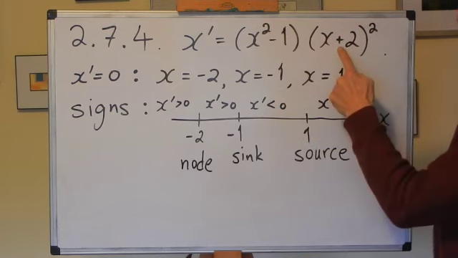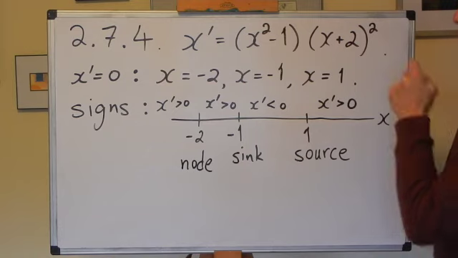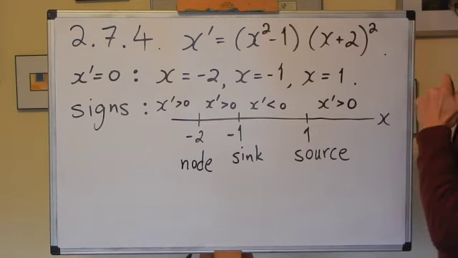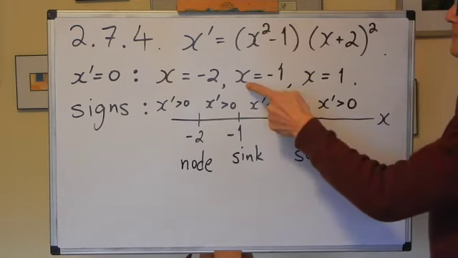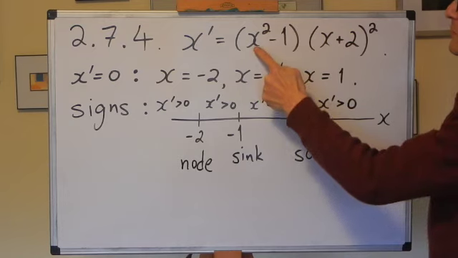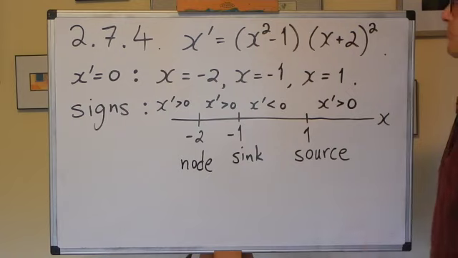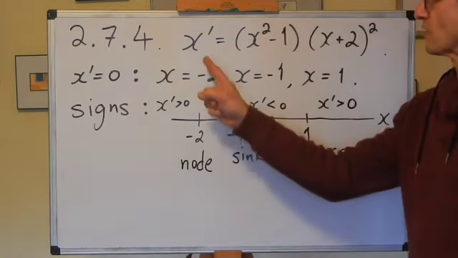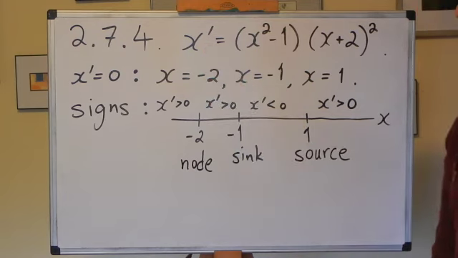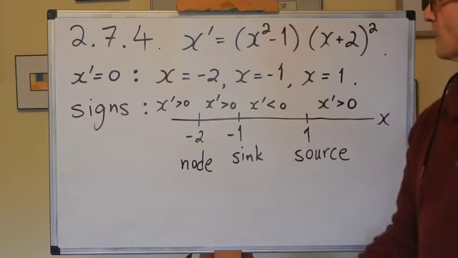It has a 0 when x is equal to minus 2. It's actually a degree 2 zero. And then it has a 0 when x is equal to minus 1, and when x is equal to 1, because then x squared is 1. And so let's see what the signs are for the rate of change of x.